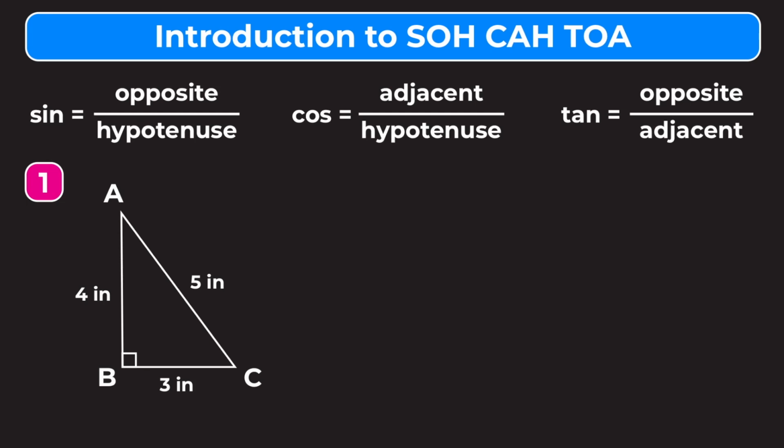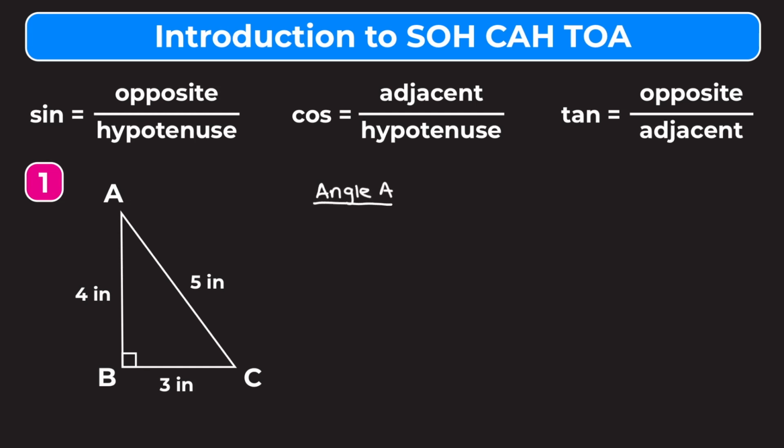So if we take a look at example 1, we have this right triangle, and I've labeled the sides and angles. What we're going to do is find the sine, cosine, and tangent of angles A and C. We typically are not finding the sine, cosine, and tangent of the right angle. So over here, I'm going to write angle A.